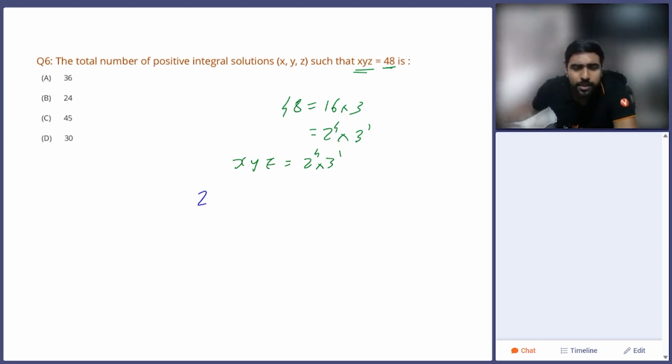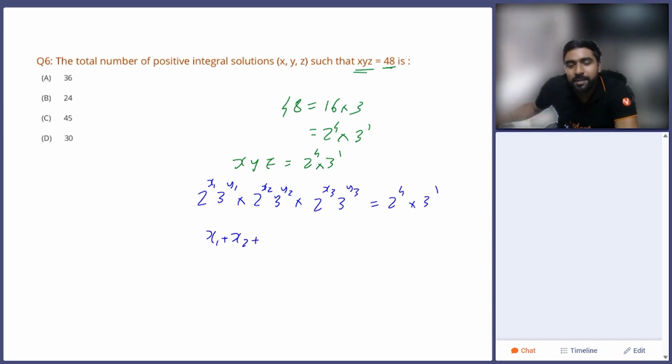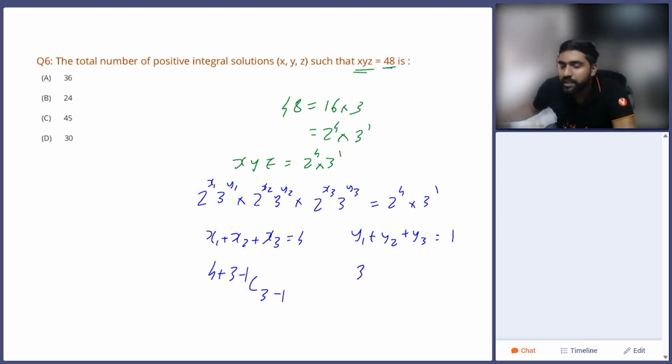So I can say that x is nothing but 2 power x1, 3 power y1, y is nothing but 2 power x2, 3 power y2, and z is nothing but 2 power x3, 3 power y3. That's equal to 2 power 4, 3 power 1. What does this mean? It means x1 plus x2 plus x3 will be equal to 4, and y1 plus y2 plus y3 will be equal to 1 over here. So what does this mean? It means you have n plus r minus 1 C r minus 1, and over here also you'll have n plus r minus 1 C r minus 1.